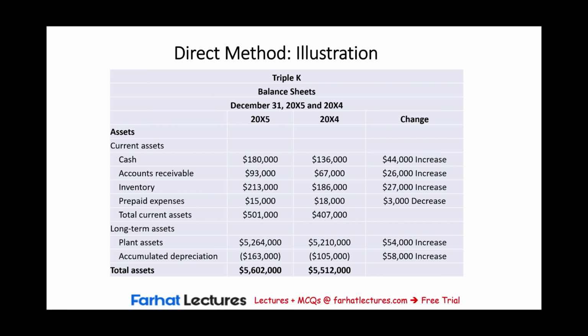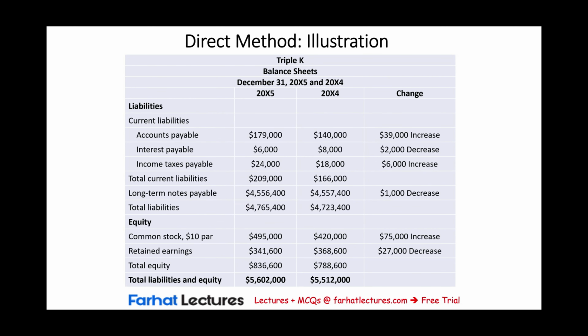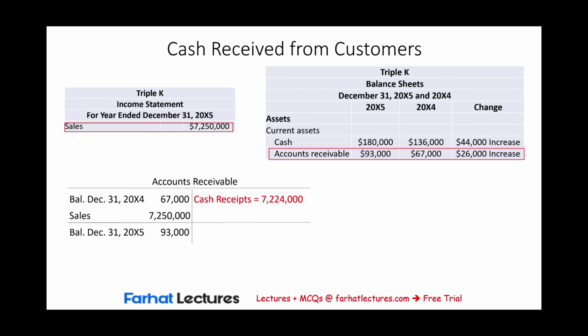Now, sales is an income statement account. Which account on the balance sheet is related to sales? And I hope you remember that accounts receivable on the balance sheet is related to sales. Why? Because every time we debit accounts receivable, every time we increase accounts receivable, the corresponding credit should be sales, right?